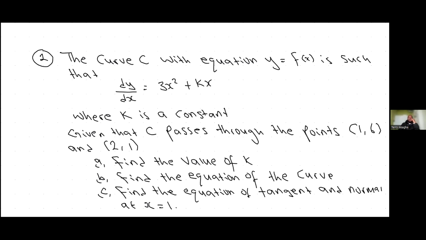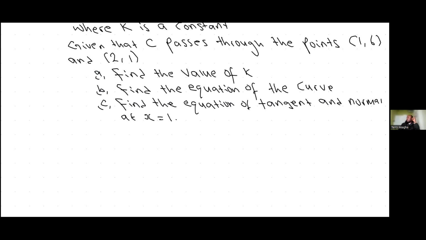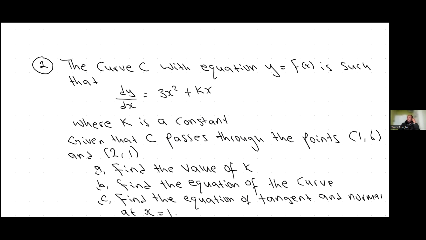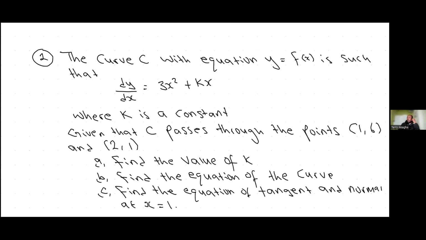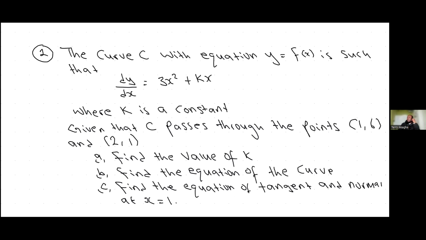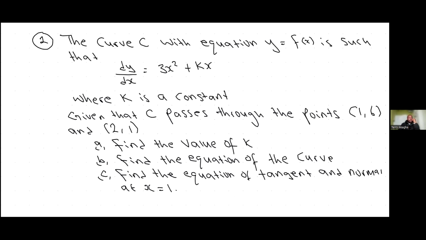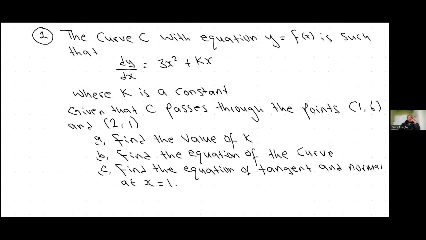All right, so let's solve this then, okay? So quickly, now let's start. So solution. So we're told that this particular curve with equation y equals f(x) is such that the slope of that curve was 3x squared plus kx, given that it passes through (1, 6) and (2, 1). We need to find the value of k.